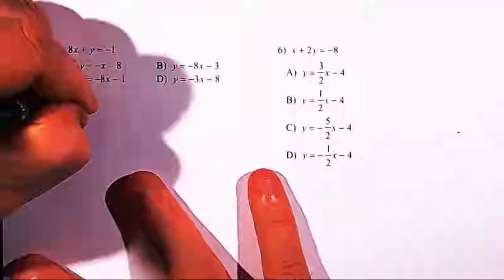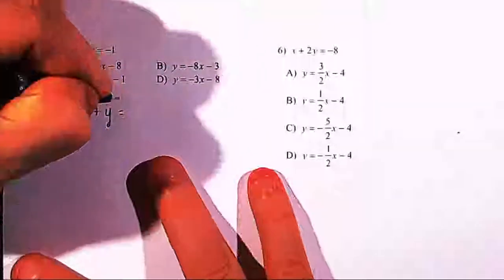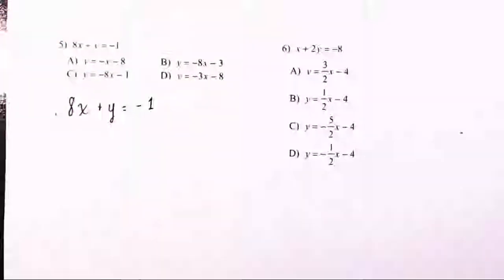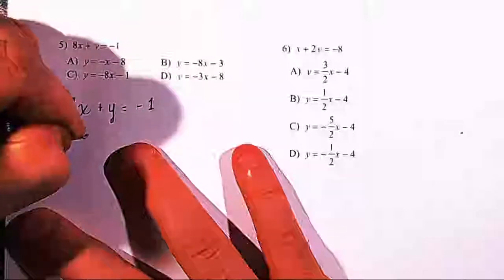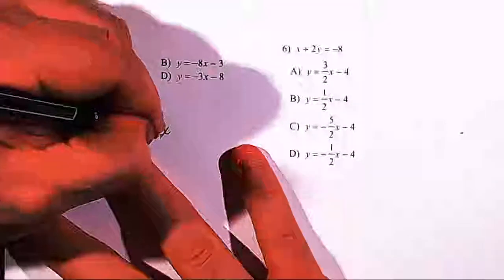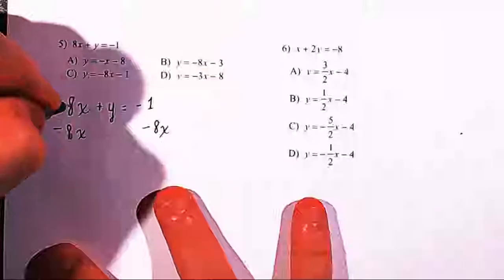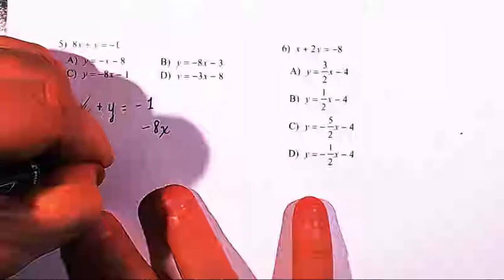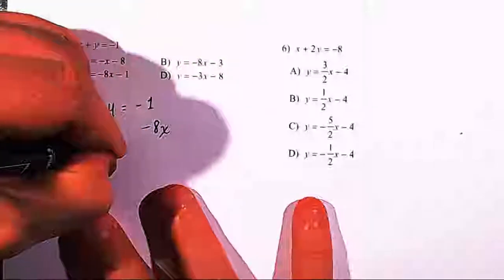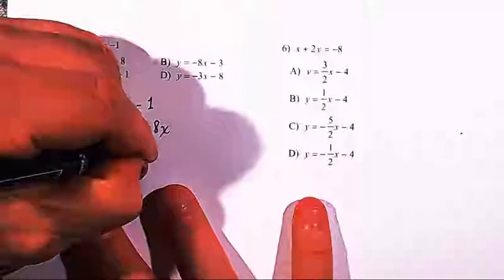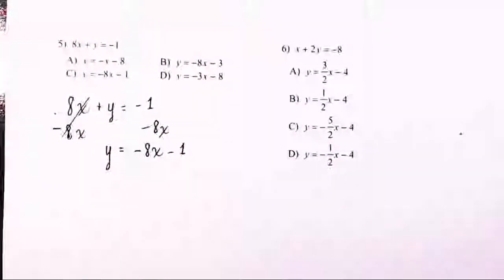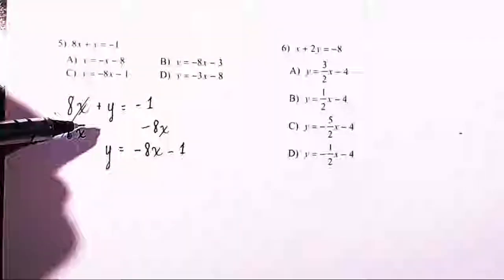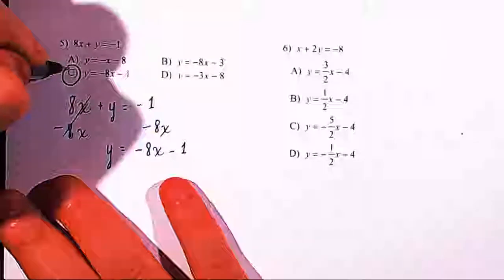8x plus y equals -1. So what I'll do is start by subtracting 8x from both sides. On the left, they cancel, and y is already by itself. Y equals negative 8x minus 1. And you're finished. There's nothing else to do. So y equals negative 8x minus 1 is C.